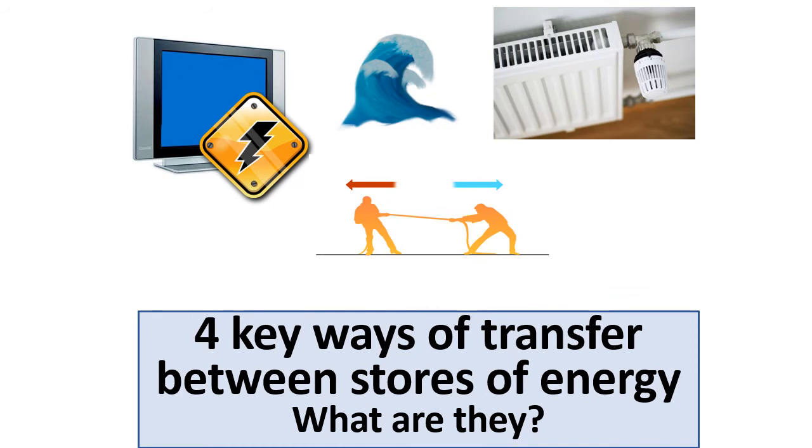Right, so energy cannot be created, cannot be destroyed, but can be transferred from one store to another store. There are 4 key ways of transferring energy between stores, as you can see in the picture. One energy transfer way is electrical. Another is waves, so energy can be transferred through waves. Energy can be transferred through heating the particles, and sometimes energy can be transferred due to a force, which is mechanical, moving through a distance.